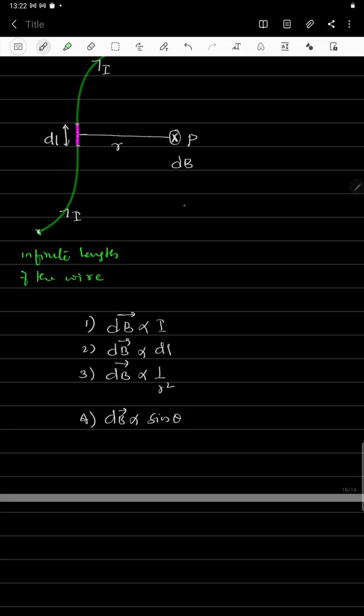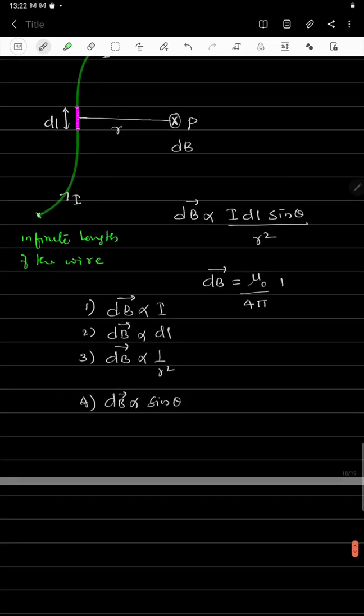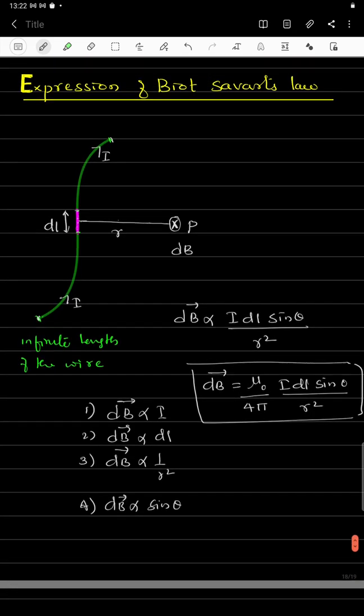Now the expression becomes the Biot-Savart law: dB is directly proportional to the current, the dl length (small element), and sine of theta, divided by r square. So we can write dB equals the proportionality constant mu divided by 4 pi, times I dl sine theta divided by r square. This is the expression of the Biot-Savart law.